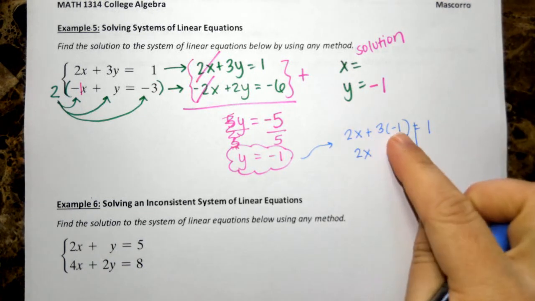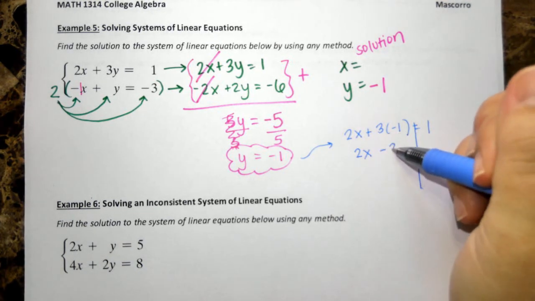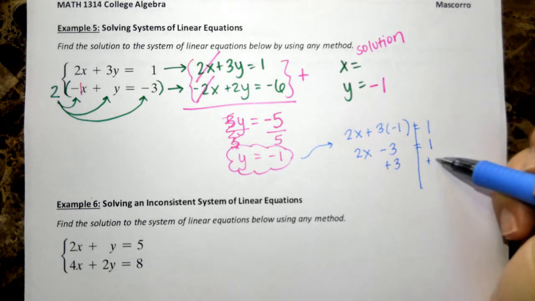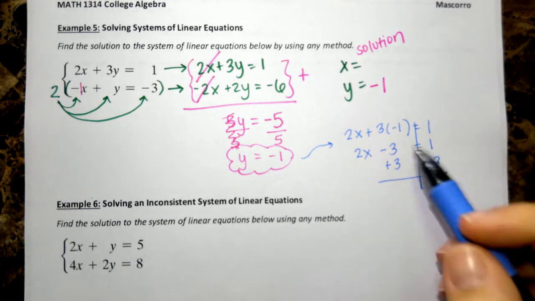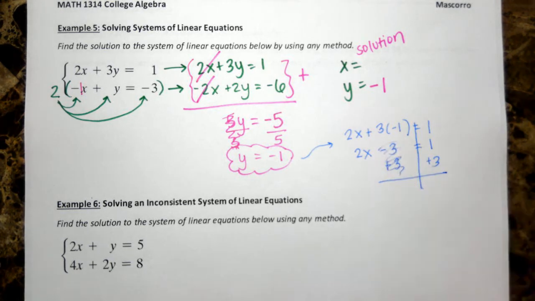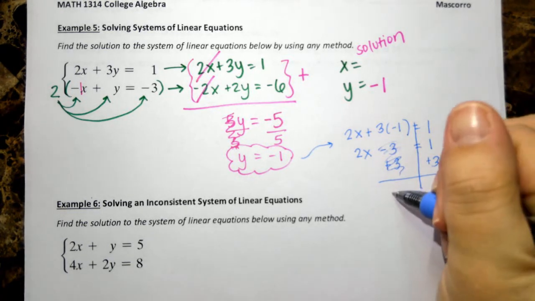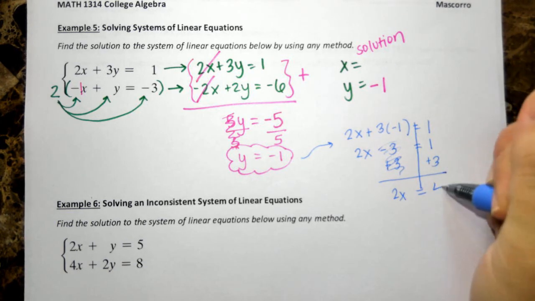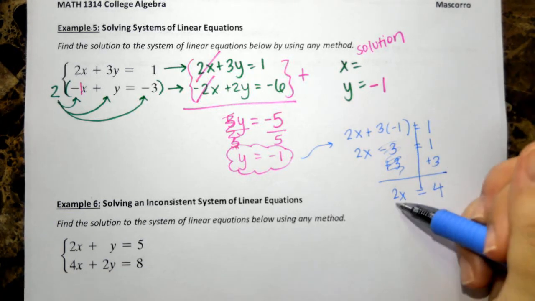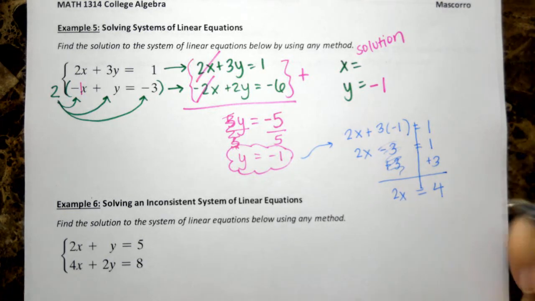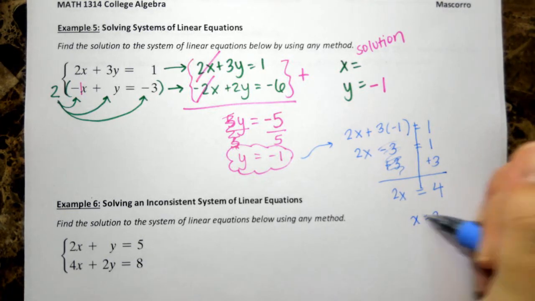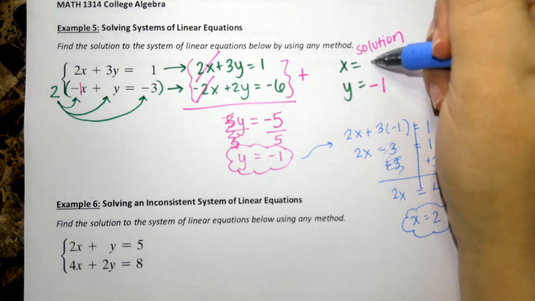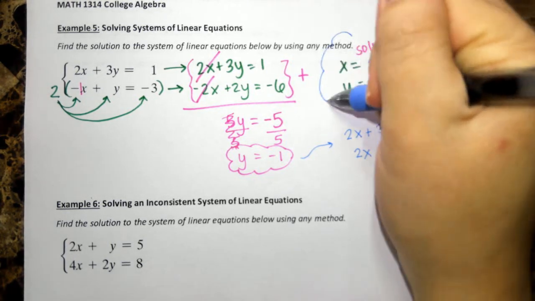2x plus 3 times negative 1 is negative 3. I'm going to add 3 to both sides of the equation because I'm solving for x. Negative 3 plus 3, those cancel out. And I have 2x equals 1 plus 3, which is 4. And then 2 times what number is going to give you 4? Well, 2. And so our solution has an x value of 2. And there's our answer.